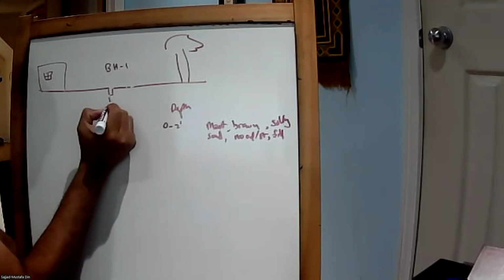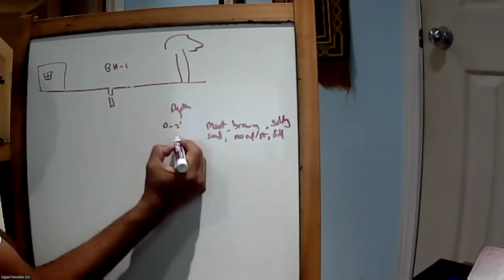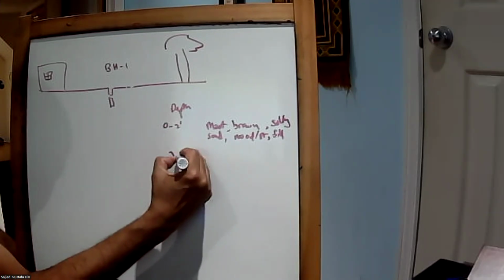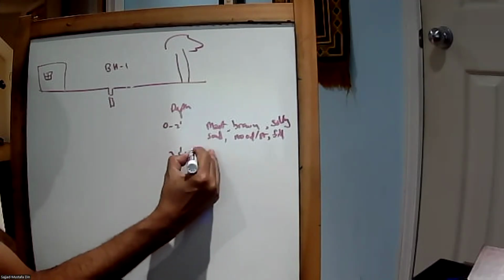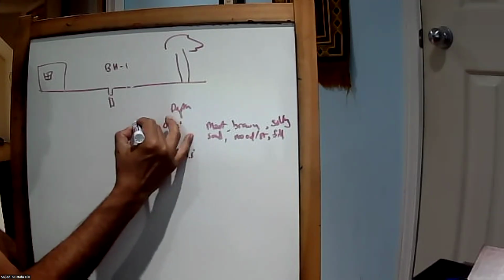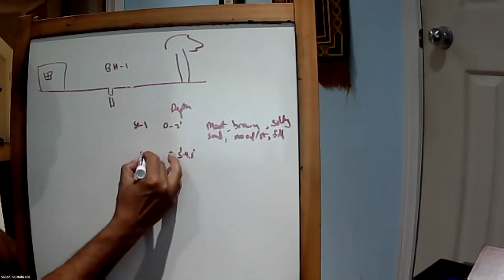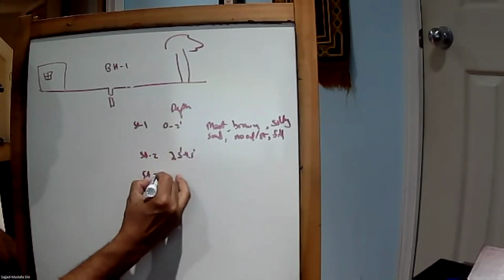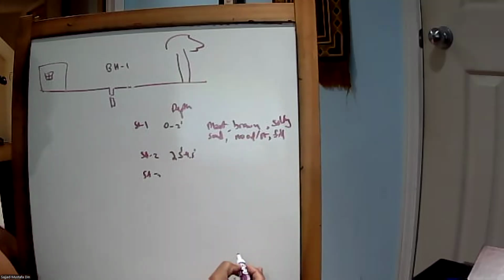And then you go to the next sample. Usually in typical drilling, it'll be 2.5 feet to 4.5 feet. So that would be sample number 1, sample number 2, sample number 3. And you keep going.